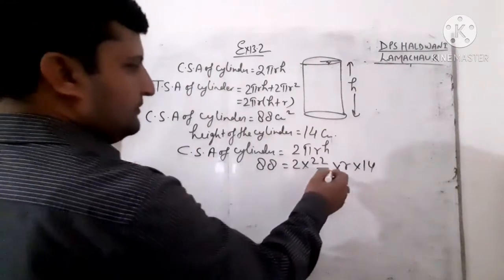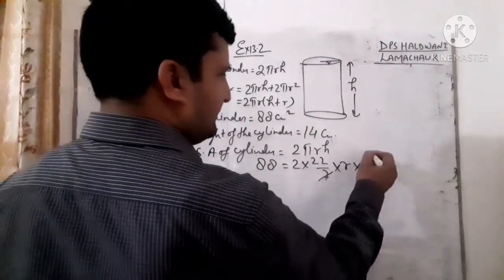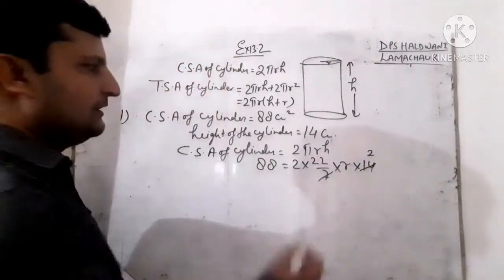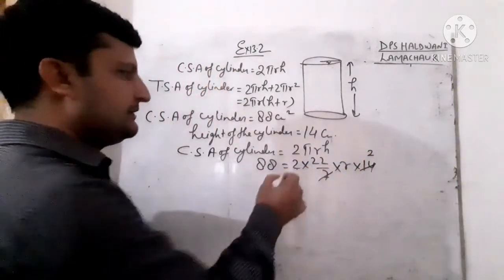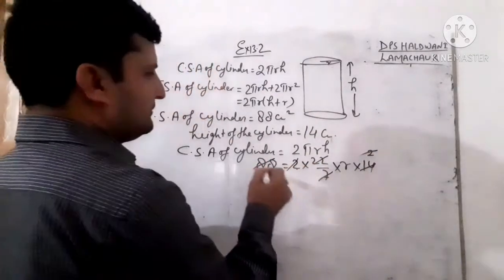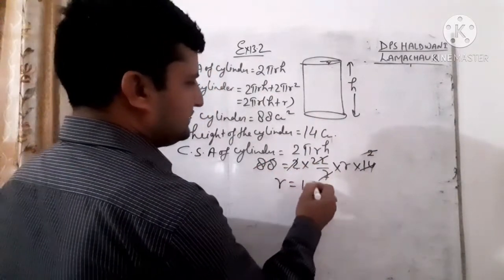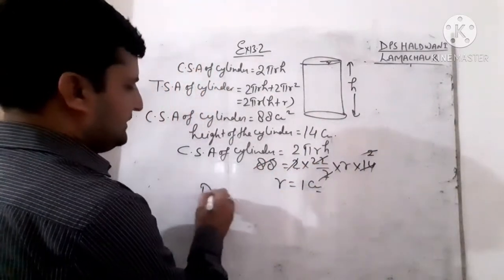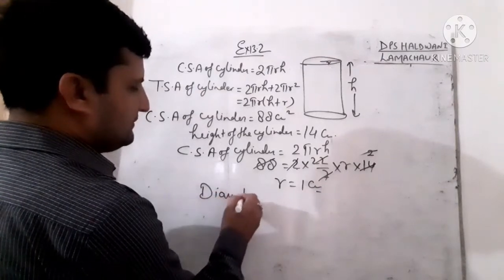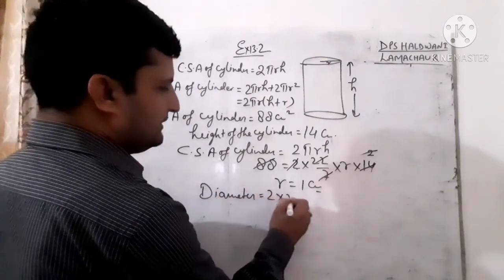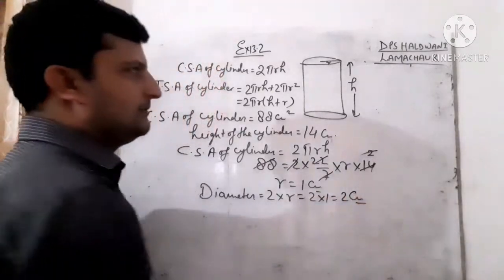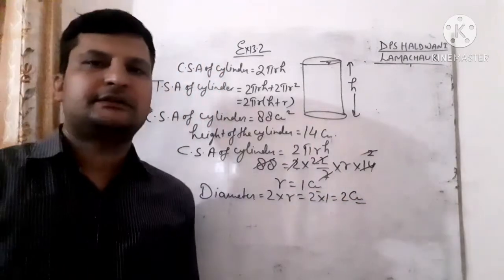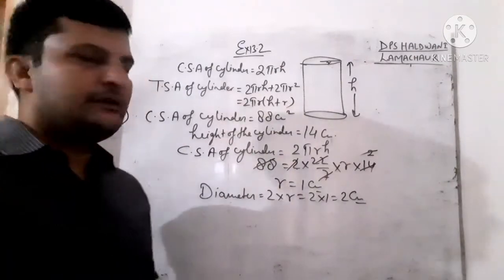So what we have to do? 7 7s are 14, 22 2s are 44, 44 2s are 88. So student, we can cut it like this also. So r is coming 1 centimeter. We have to find the base diameter. So diameter is equal to, student, we know that 2 into radius. 2 into radius means 2 into 1. This is coming 2 centimeter. So the base diameter of this cylinder is, student, 2 centimeter.